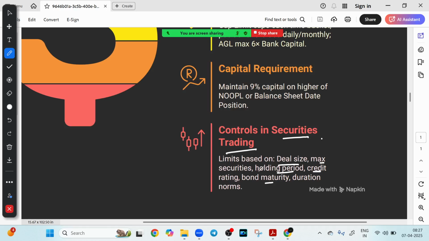So to conclude, financial position management is like the bank's health monitor. It ensures that no trade, no swap, and no position spirals out of control. Risk is real, but with the right limit, it is manageable. That is the point which we have just studied.